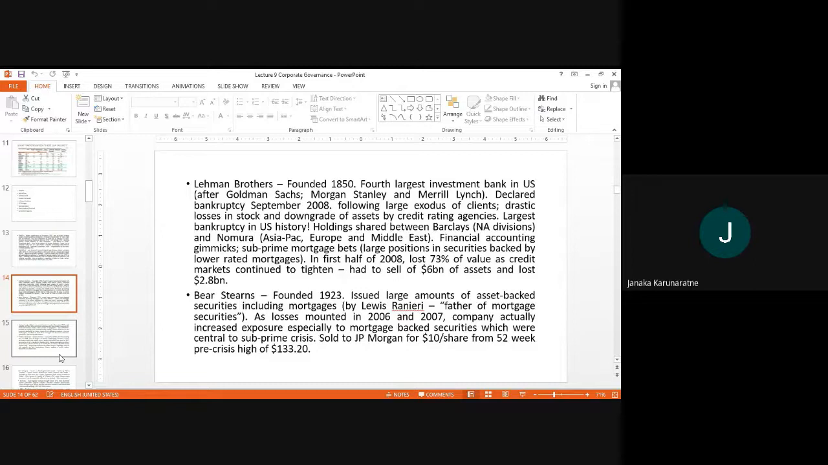Bear Stearns, again a very old company. It was founded in 1923, held a large amount of asset-backed securities, including mortgages. So it's basically a securitization company, issuing mortgage-backed securities. Father of mortgage securities. So the leading mortgage-backed securities company. Losses mounted in 2006 and 7, and the company actually increased exposure, especially to mortgage-backed securities, which were central to the subprime crisis. And at the end, they sold to JP Morgan for $10 per share from a 52-week pre-crisis high of 133. So it was a share trading at $133 before the crisis took place, but went down to a significant low, and ultimately sold to JP Morgan at $10 per share.